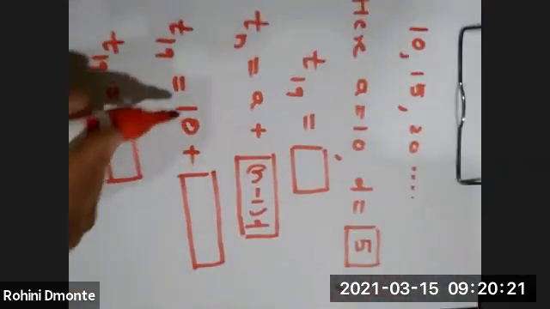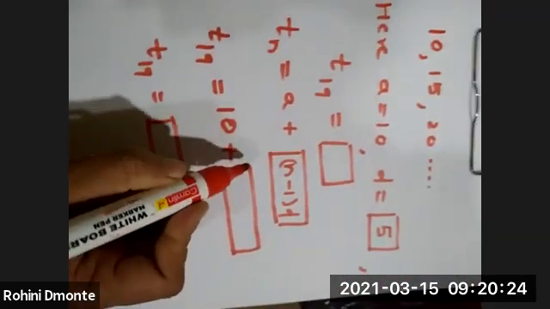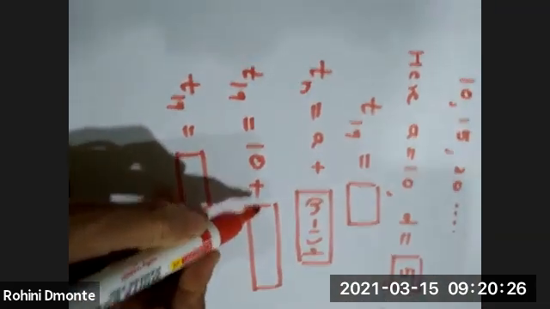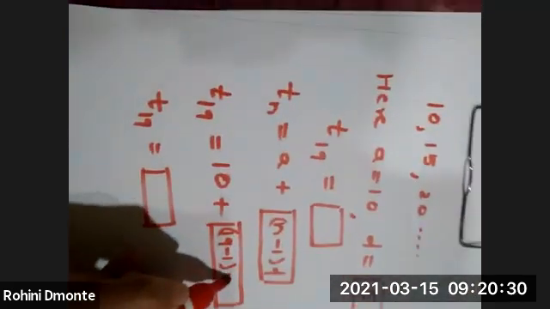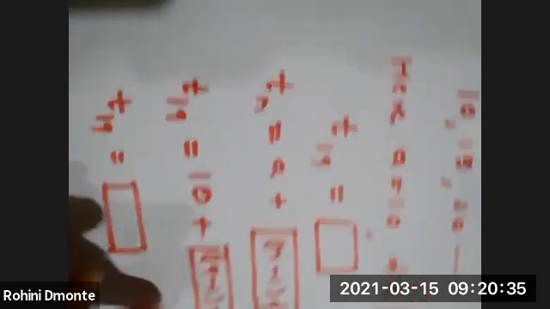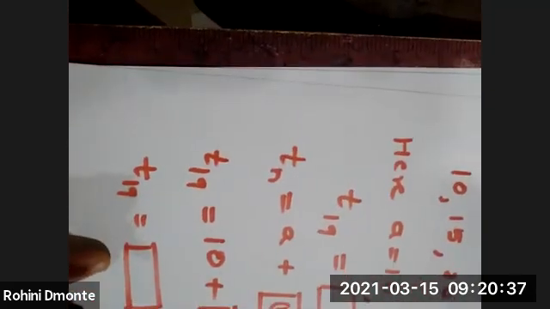Okay, students, see what they have told: find out the 19th term. So what is the value of n here? Yes, 19. 19 minus 1 into d. What is d? 5. Yes. So when you solve this block, you will get the final answer.